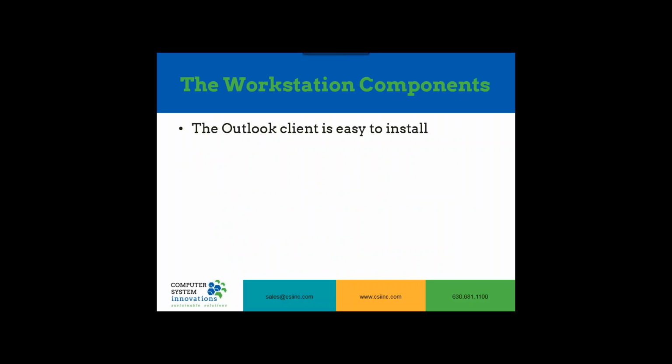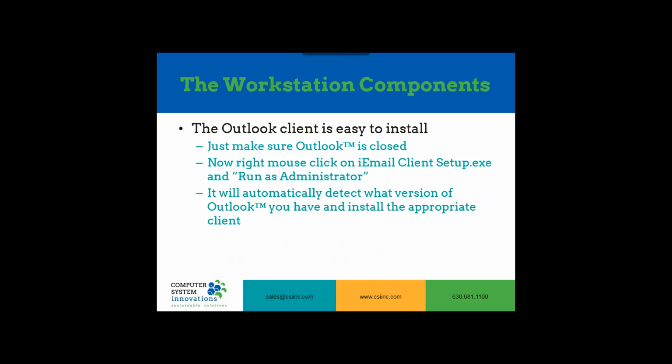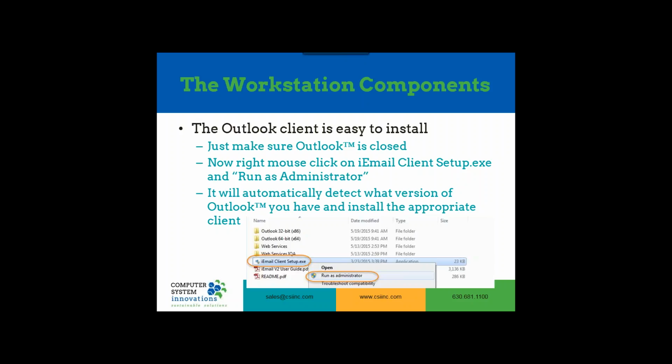When you get down to the client, that's pretty straightforward. The main thing is to make sure Outlook is closed. You're going to right mouse click on the iEmail client setup and run as administrator. It's going to automatically detect what version of Outlook you have and install the appropriate iEmail client. That's what it looks like.